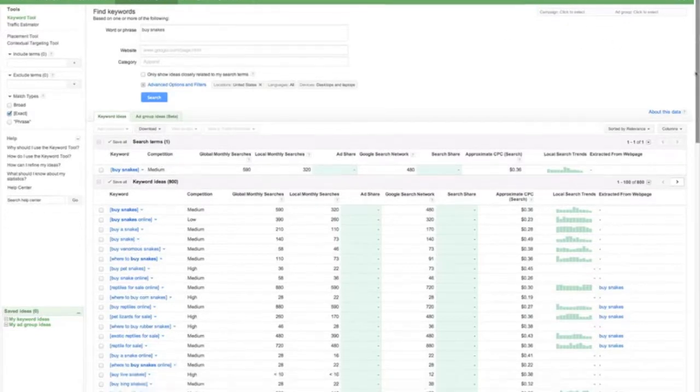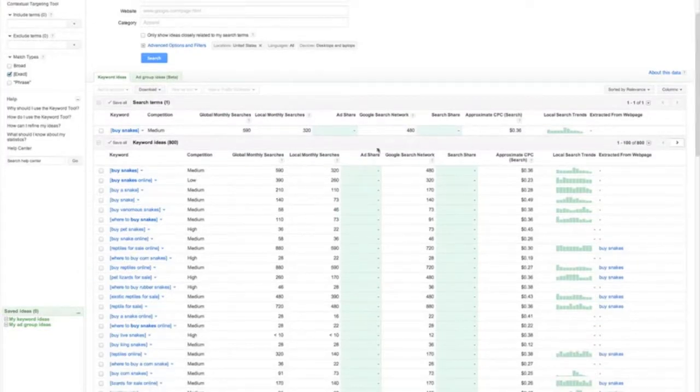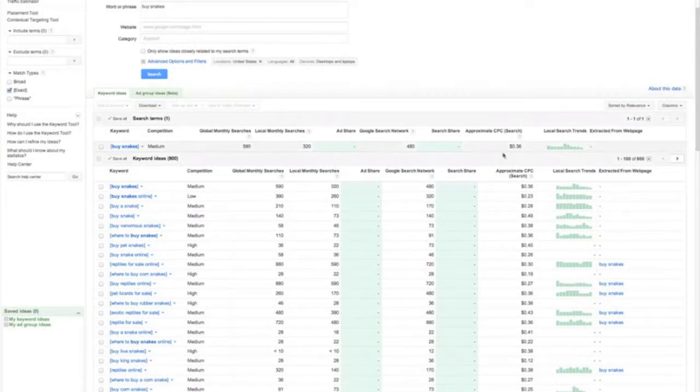All right, so buy snakes, medium. That's not bad. That means there's not too much competition out there, but the searches for it are not that much, and there's only 36 cents per click. So the opportunity to make money is not that great as far as for AdSense anyways, but that doesn't mean that it's not a good opportunity.